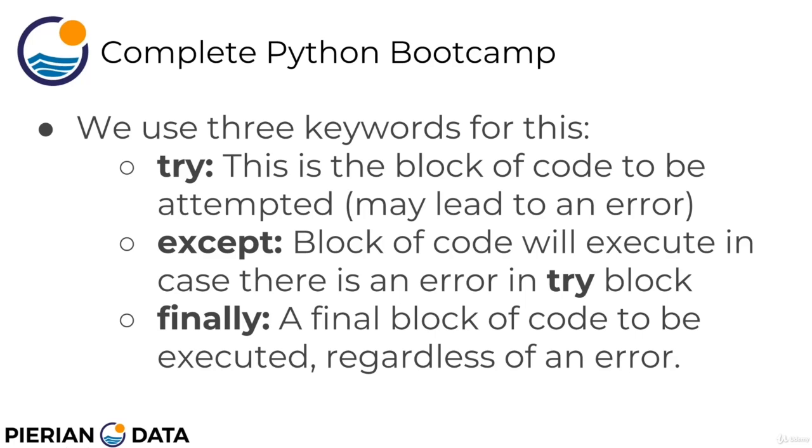So once you try the actual try block of code, if there is an error, you have the except block. And this is a block of code that will execute in case there's any error inside of that try block. Then you have a finally block of code, which is a final block of code which is always executed whether or not there's an exception or error occurring. Let's jump to the notebook and see some examples of how to use these blocks.